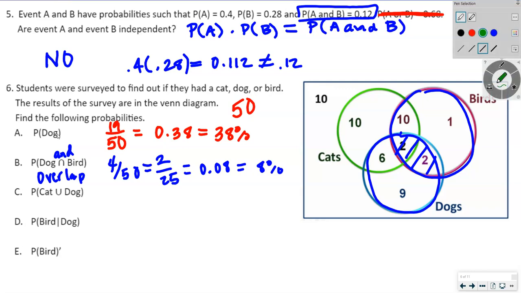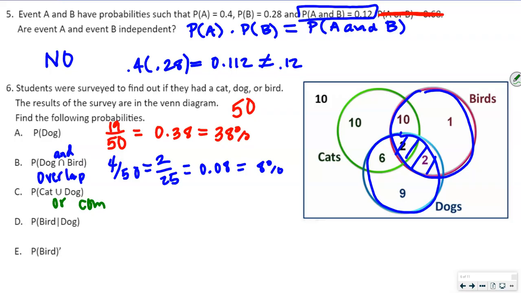Find a different color here, okay? So then we got cat or dog. Remember, this means or, and what does it mean? It means you're going to combine the two groups, okay?